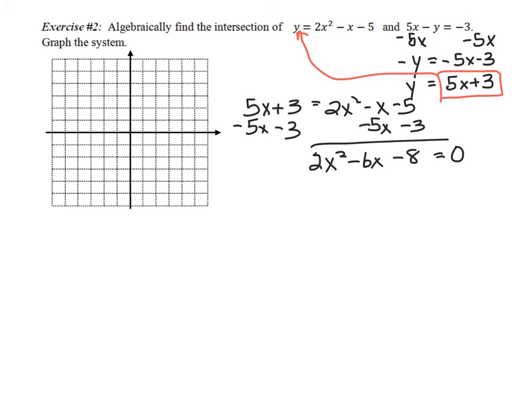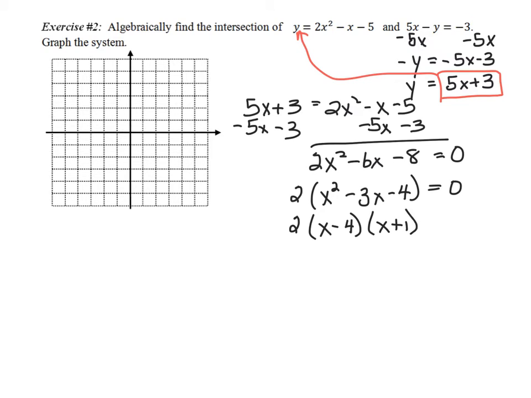This looks really familiar. I think it's the same quadratic we had on the last example. So factoring out a 2, I now have x squared minus 3x minus 4. And yes, this is factorable. So 2 times (x minus 4) times (x plus 1) equals 0. Solving for my x values, I get x minus 4 is equal to 0, so x must be 4. x plus 1 is equal to 0, so x must be equal to -1.